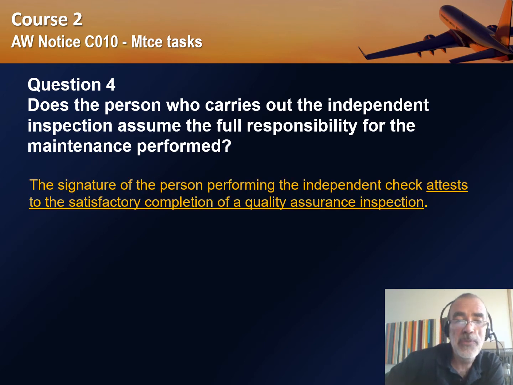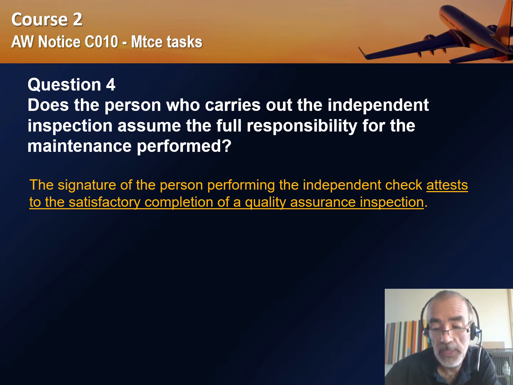The signature of the person performing the independent inspection check attests to the satisfactory completion of a quality assurance inspection. That's all he does. He did the inspection, everything seems to be fine. He didn't find anything wrong with it. But if there are some hidden defects, he's not responsible for it.